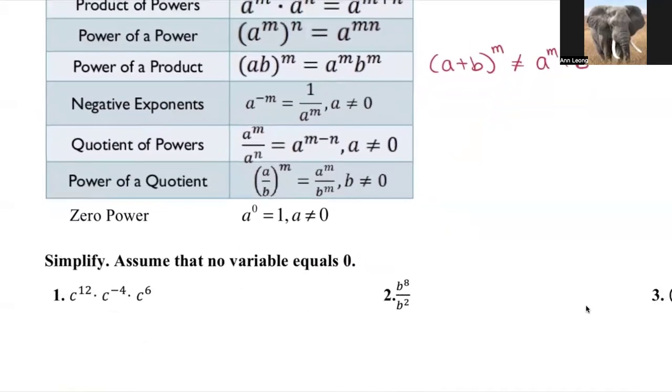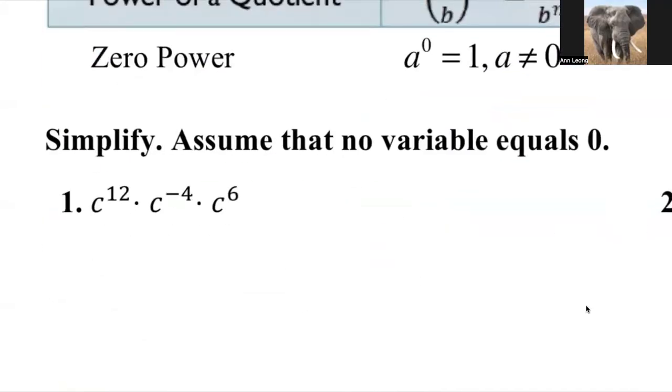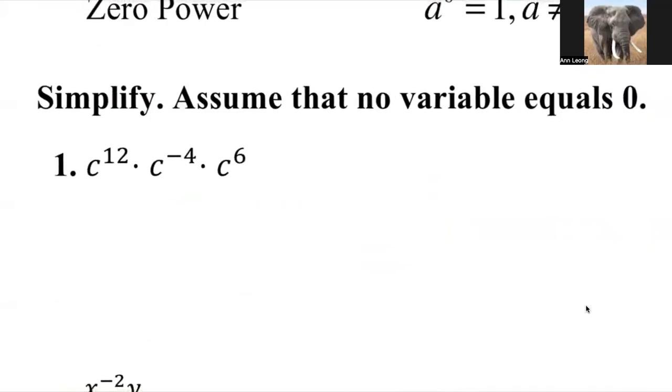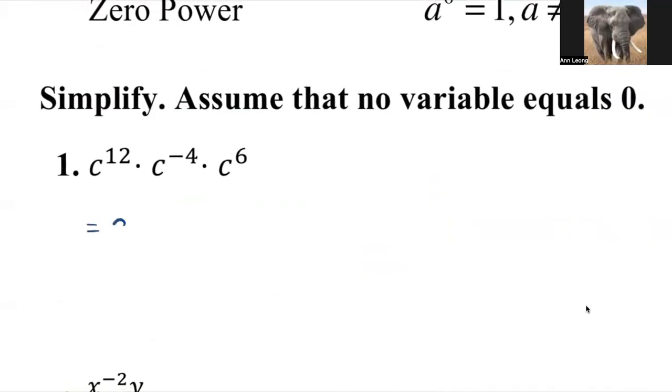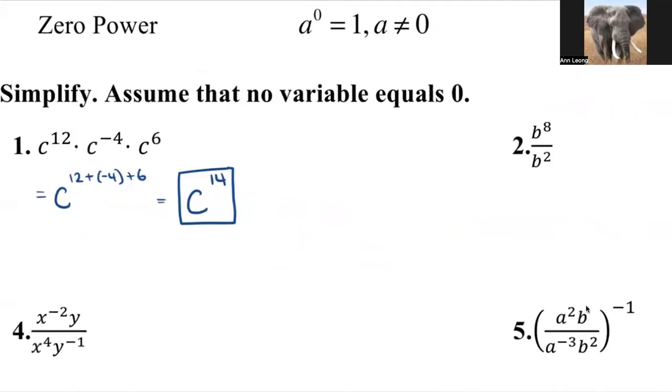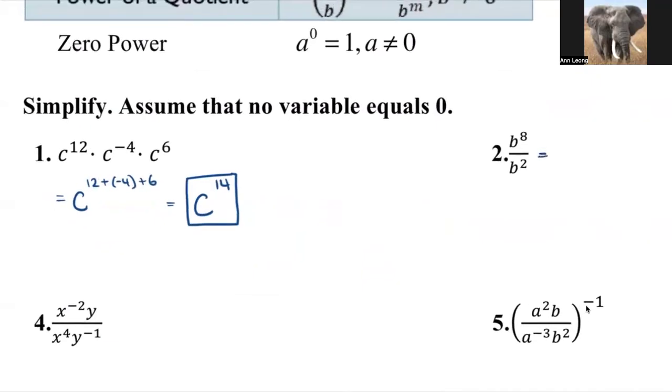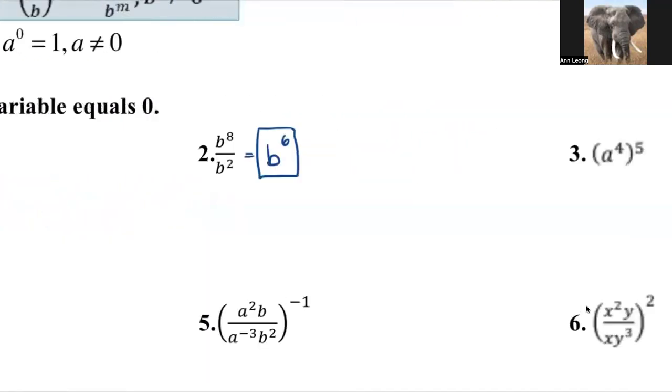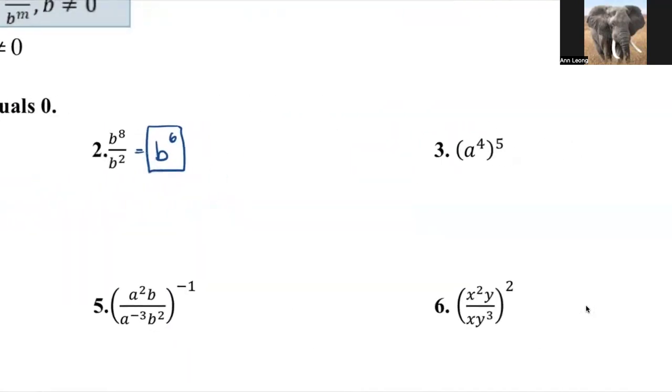Starting with number 1, I'm going to be using that first property. Since I have the same base and I'm multiplying, I can just go ahead and add that 12 plus -4 plus 6, keeping that same base of c, and that gets me c to the 14th. Number 2, I can go ahead and subtract the exponents, so that's just b to the 6th power. And number 3, since I have a power to a power, I can multiply 4 and 5 to get a to the 20th.